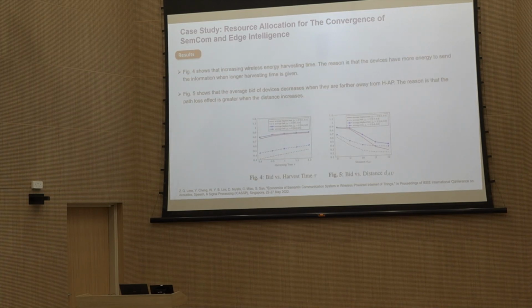This figure shows the increased wireless energy harvesting time, which will increase the performance of the semantic communication. And we can show that when the distance is varied, the average bid of the device decreases, because when they are far away from the hybrid access point, they need more energy and thus reduce the valuation of the IoT device in delivering semantic information.